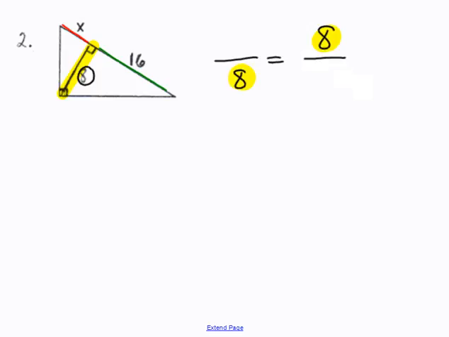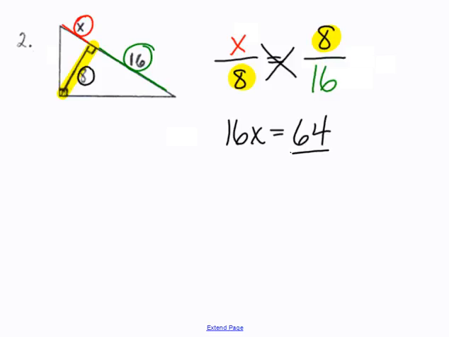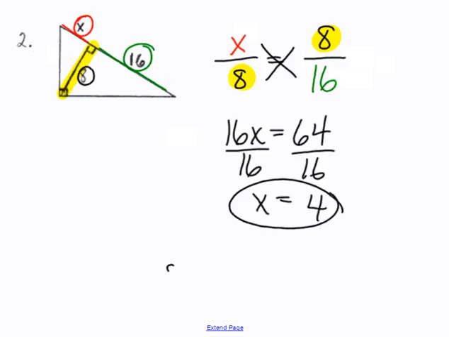That's the pattern. And now, instead of a number on the top, we've got x, because it's the short side of the hypotenuse. 16 is the long side of the hypotenuse. So now when we cross multiply, we get 16x equals 64 divided by 16. X equals 4. So you would be able to plug that back in over here and say, yep, that's 4.